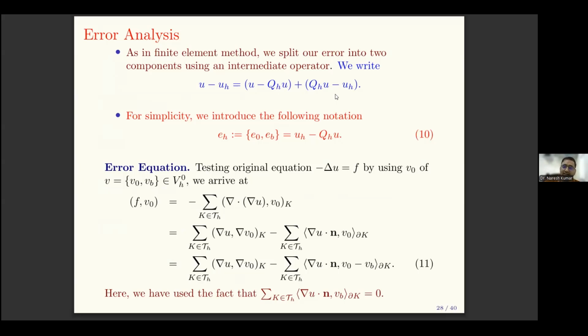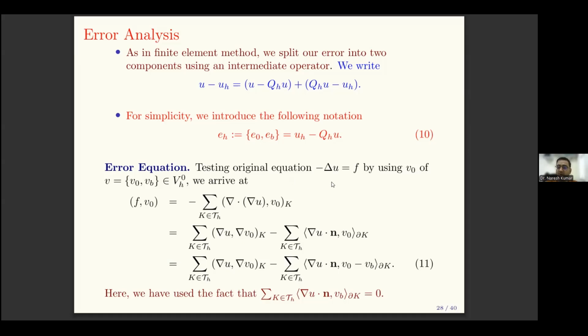For that part we introduce the notation eh. So eh is nothing but uh minus QHU, and it has two components e0 and eb due to the WG algorithm. Now you can easily understand that in the classical FEM, the Galerkin orthogonality property holds, so we don't need the error equation. But this is a DG-type method and it is non-conforming, meaning our finite dimensional space is not a subspace. So here the Galerkin orthogonality property does not hold. That's why we have to define the error equations.